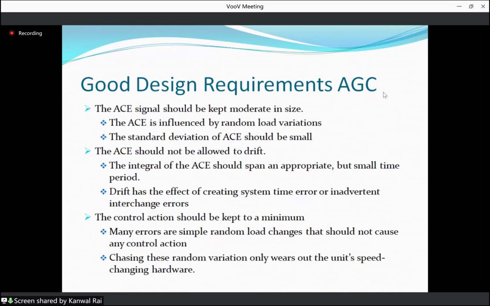And the ACE should not be allowed to drift, meaning the integral of ACE should span an appropriate but small time period. Drift has the effect of creating system time error and inadvertent interchange errors. And finally, the control action should be kept to a minimum. Many errors are simple random load changes that should not cause any control action. Chasing these random variations only wears out the unit's speed-changing hardware.